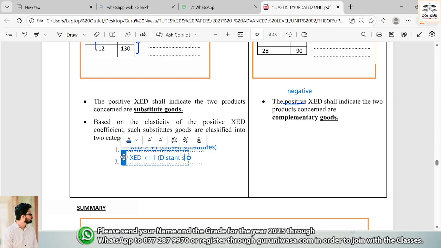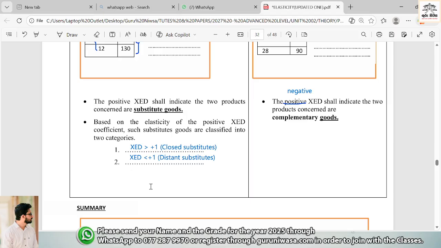Okay, the distant substitutes. Clear? Distant substitutes. Okay, for example, if tea is not available, someone can say, use fresh milk or something, or a cool drink. Yeah, we can use both.